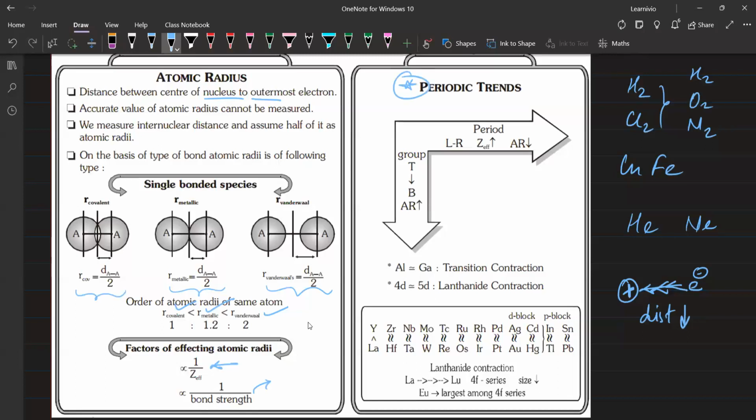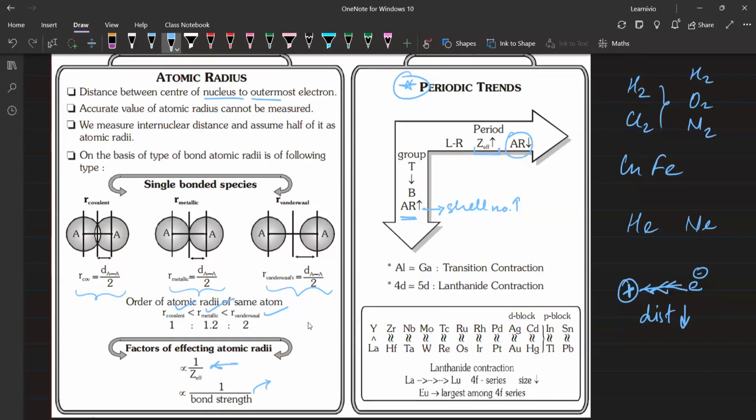What is the periodic trend? If you go top to bottom, then what will happen? The atomic radius increases. Why does it increase? Because there is an increase in the shell number. The shell number increases, so obviously the atomic radius will also increase. Now, what happens in the period? In the period from left to right, the Z effective increases. And what is the effect of Z effective increasing? The atomic radius is going to decrease. As we know, the atomic radius is inversely proportional to the Z effective.